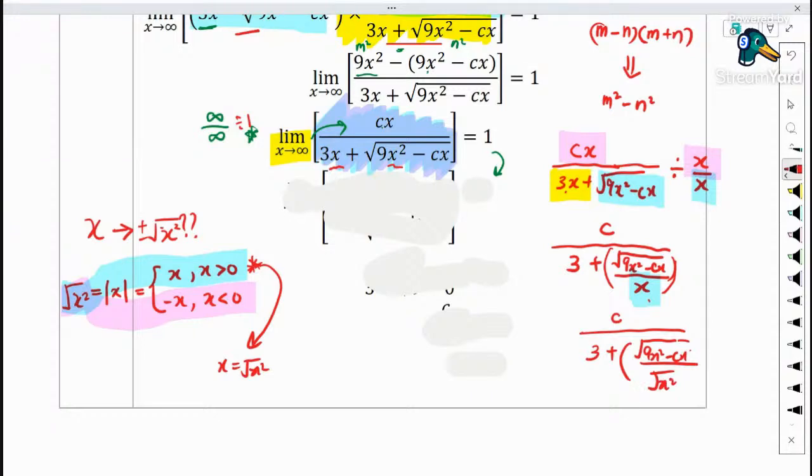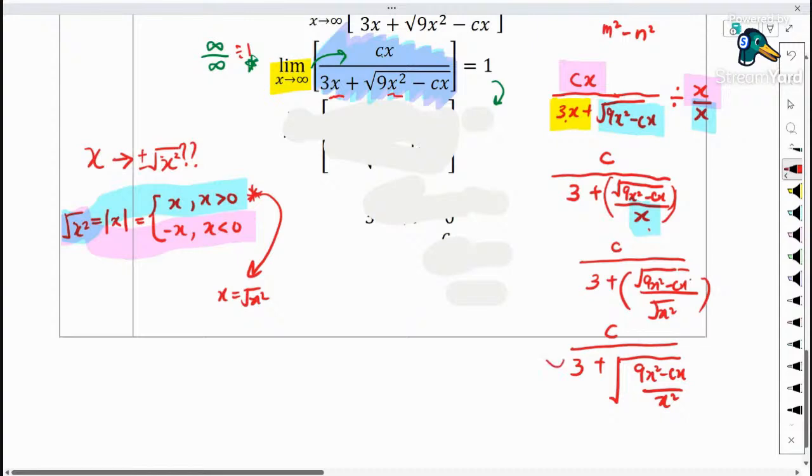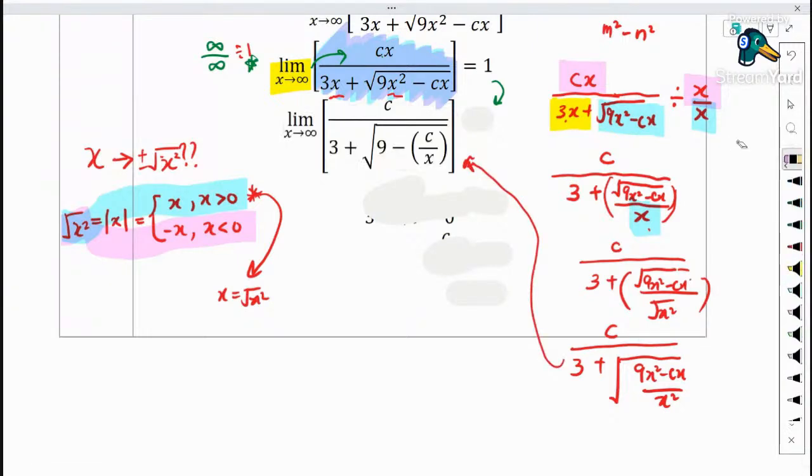As a result, this part of the calculation of the function we can simplify to become c over 3 plus square root of 9x squared minus cx over x squared. Now it turns into the function I have for the answer here. 9x squared divided by x squared, I got 9. Cx divided by x squared, I got c over x. So this is the result I have.